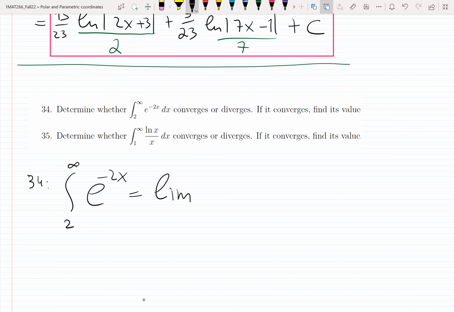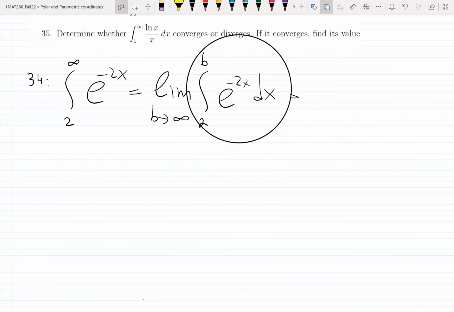Write this integral as a definite integral from 2 to some kind of fixed number b. And then don't forget that b actually has to be set to go to infinity, like so. Then you have a function inside, e to the minus 2x dx. And then you use a limit. So you will have limit as b goes to infinity.